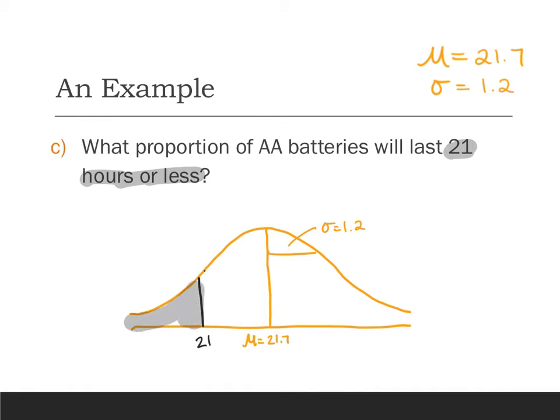But that's what I'm looking for. Less than 21 will be that area right there. And so again, when I go into StatCrunch, I'm going to keep my mean and standard deviation the same. I do need to change my symbol now, because now I'm looking for the probability that x is less than or equal to 21. And so I'm going to change my symbol to less than or equal, and change my 24 to 21.